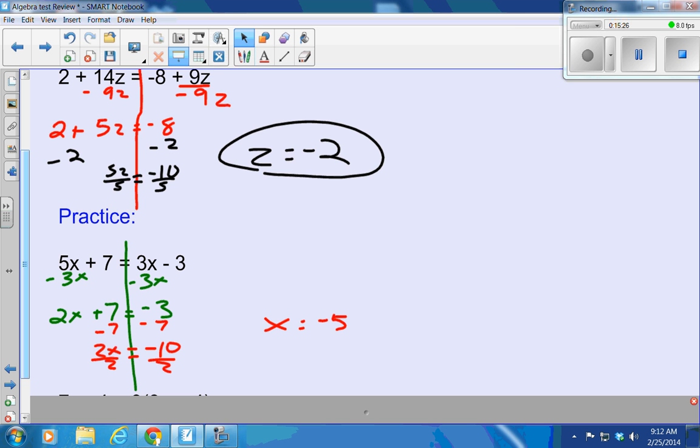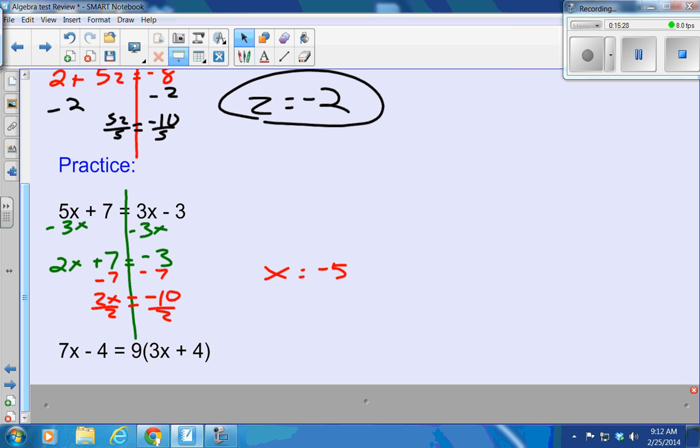5. Your final practice one for multi-step equation, and I added a new step, so this is even one more step to it, is this one right here. Go ahead and complete this one.